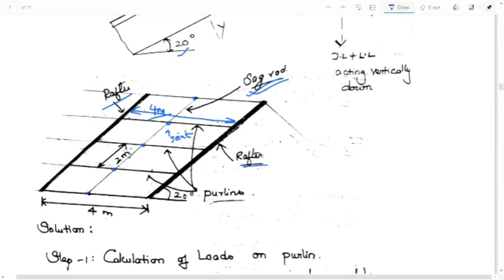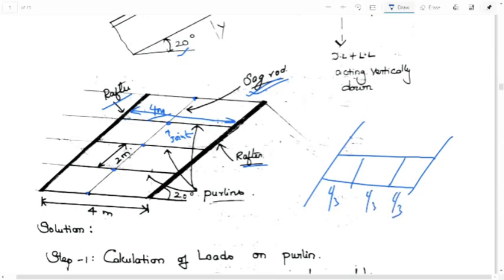Okay, these sag rods will limit the movement. See here, in this particular case, this sag rod is exactly fixed at the center point of this purlin. In some cases, see, this is the rafter and these two are the purlins. We may use two sag rods. This is L by 3, this is L by 3 and this is L by 3. Okay.